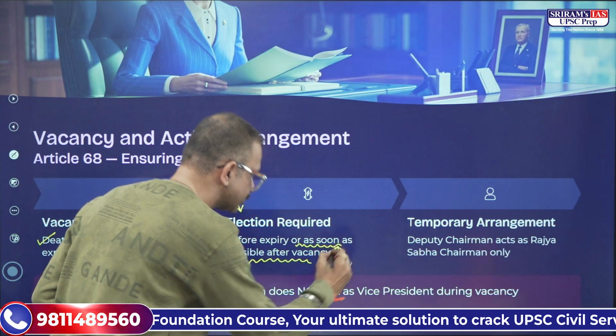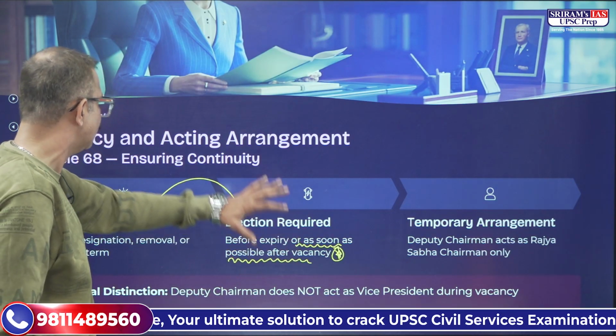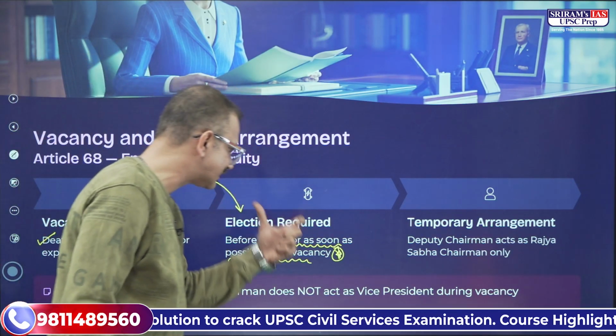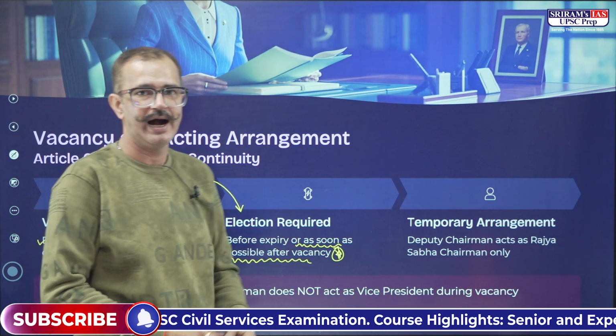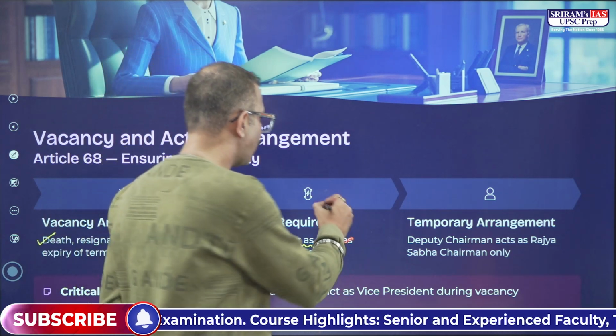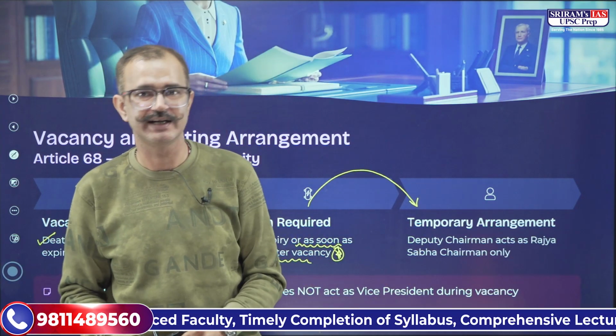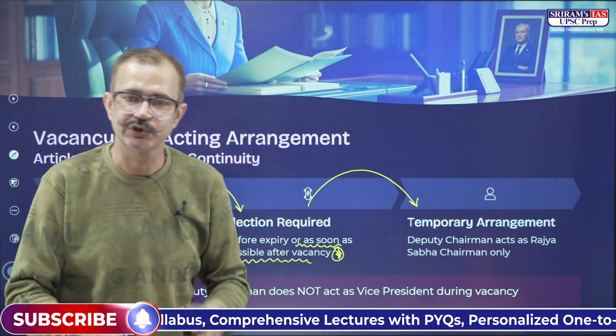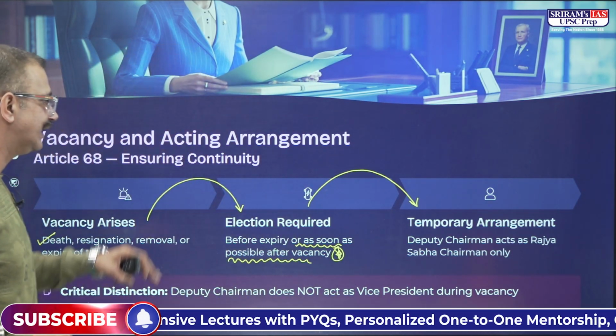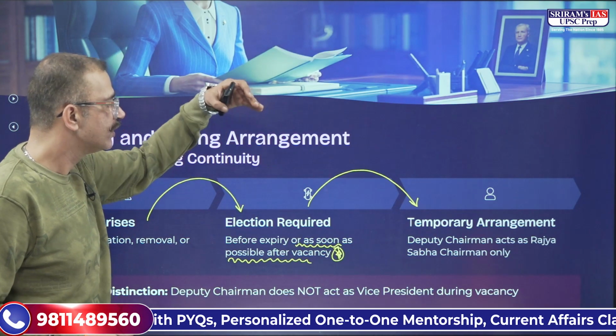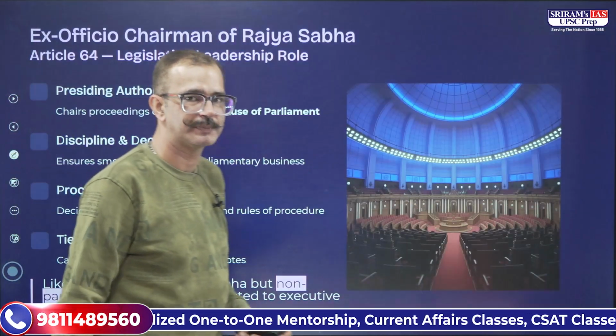Please remember, there is no 6-month criteria that is mentioned under Article 68. It is written as soon as possible. And ultimately, when we talk about the temporary arrangement, the Deputy Chairman acts as the Rajya Sabha Chairman only. The Deputy Chairman of the Rajya Sabha cannot act, or does not act, like the Vice President in the case of the vacancy of the post of the Vice President.